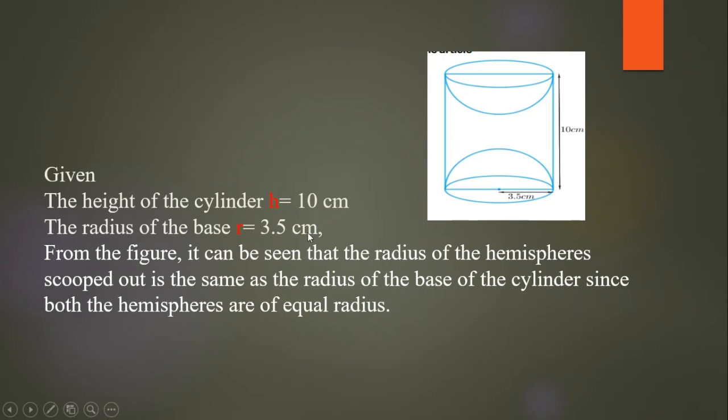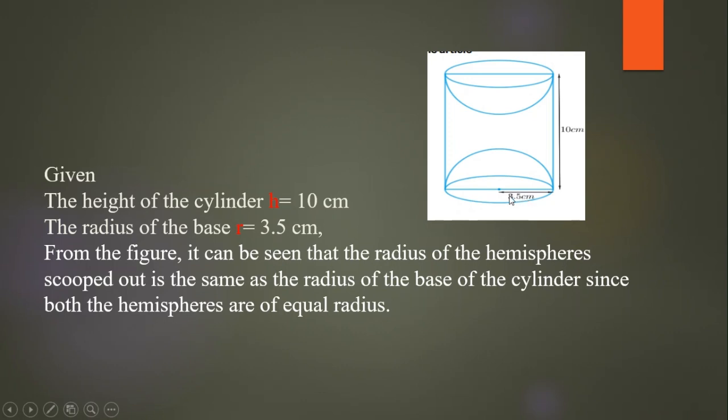We need to observe the units also. Here height is given in centimeters and r is also given in centimeters, so uniform units are there, so we can go with the same values. Here we need to understand one particular point: as hemispheres are scooped out from a cylinder having the base radius of 3.5 centimeters, definitely the radius of the hemisphere is also 3.5 centimeters. This point we have taken out.